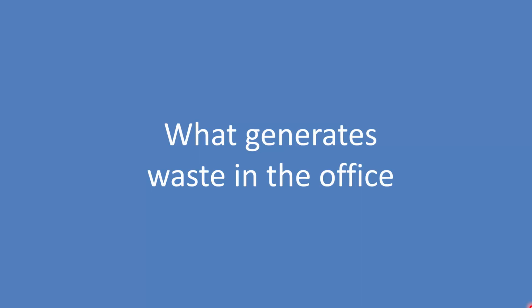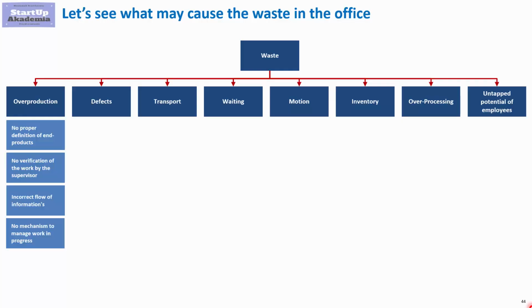In the previous lecture, we have discussed different examples of waste in office, and now let's see what actually generates this waste. So when it comes to overproduction, this is mainly caused by lack of proper definition of end product. So what we expect from the teams, and connected to that with the fact that in many cases, you don't verify the work early enough.